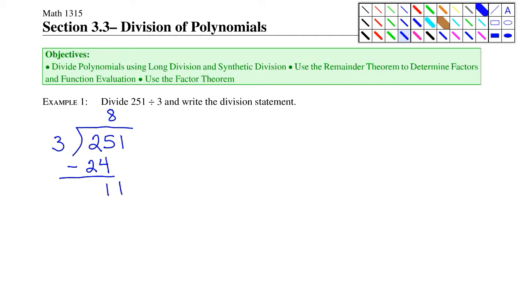Bring down the other 1. And then we repeat the process. And we say 3 goes into 11 3 times. 3 times 3 is 9. We subtract, and we have a 2. And then that's it for that number. And you could go into decimals and such, but here we're going to stop, and we're going to call this the remainder. So the remainder is 2.